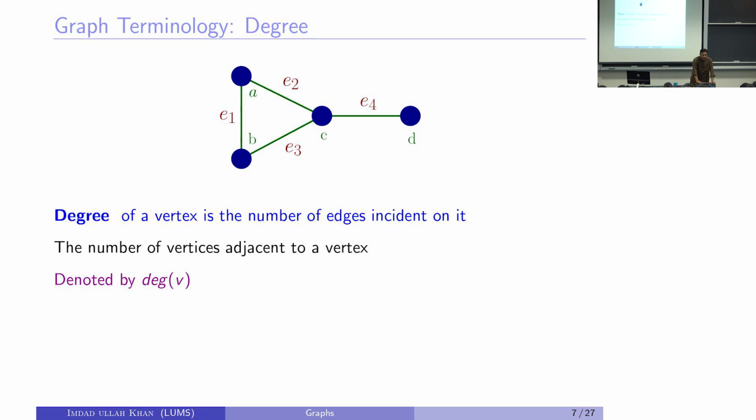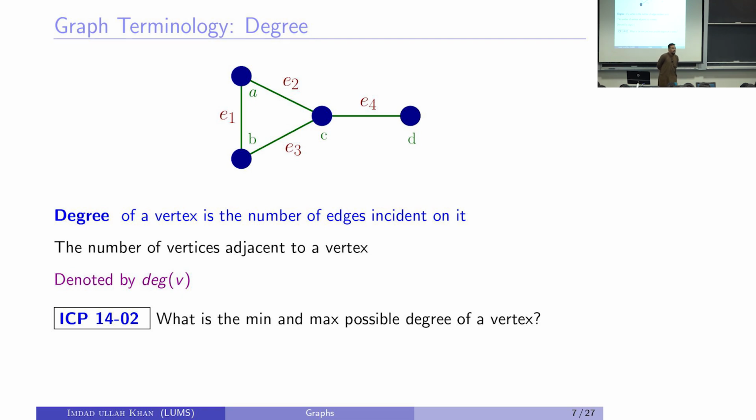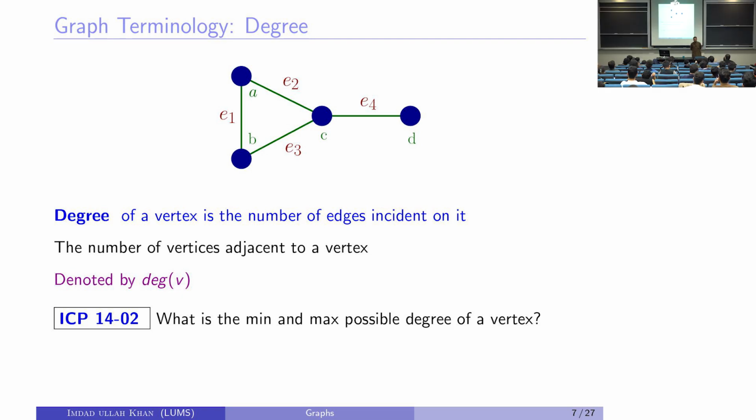Degree of V. In any graph, what is the maximum and minimum possible degree of a vertex? What's the minimum possible degree of a vertex? Why 0? If we consider only one point, yes, the minimum possible would be 0. Sir, the answer is correct, but your reasoning is not correct. You're not applying the definition.